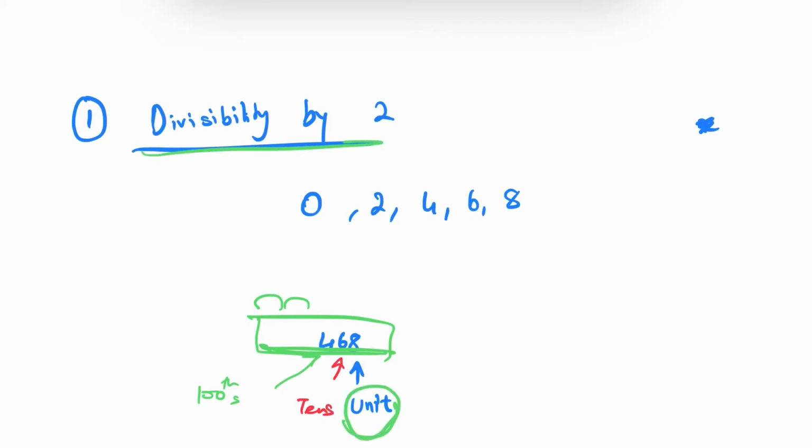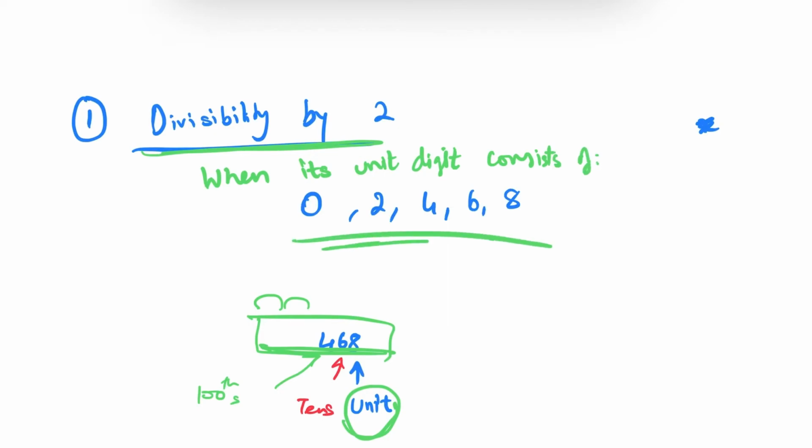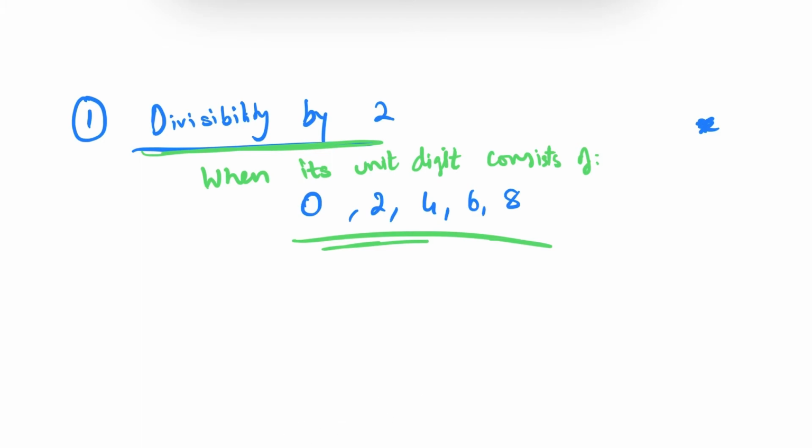Divisibility by 2 is when its unit digit consists of any of these, then it's divisible by 2. So if we have in the units digit 0 or 2 or 4, 6 or 8, any of these numbers, then the number is divisible by 2.